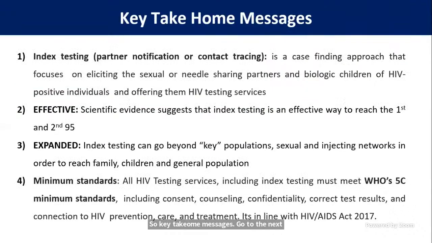So index testing is a proven strategy of improving case finding. It's effective in improving your first and second 95 goals. It should be expanded beyond key population. It should be expanded to the general population and the biological children. But before expanding, make sure all the minimum standards, 5Cs and everything, are followed and the person is trained in offering index testing.